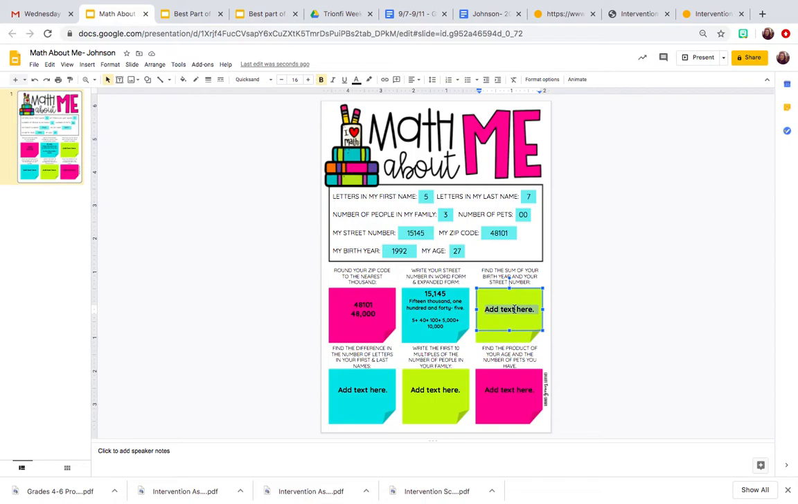Okay, here we go. Ooh, this is an addition problem. These are my favorite. Find the sum. Sum means adding things up together. That's the answer to an addition problem of your birth year and your street number. Okay, let's see here.